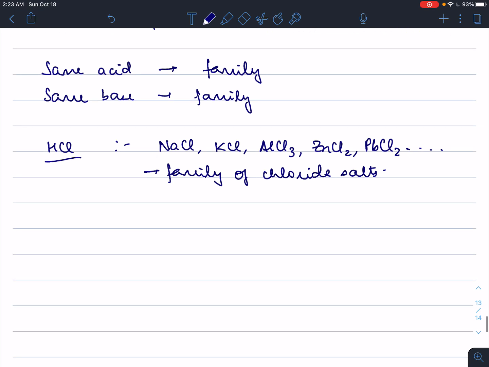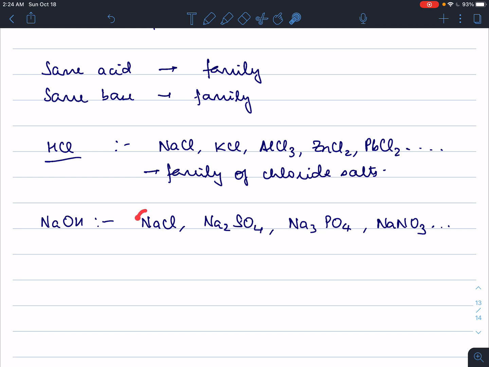In the same way, if I say it's the same base, let's think about sodium hydroxide, right? We can get sodium chloride, we can get sodium sulfate, we can get sodium phosphate, we can get sodium nitrate, and so on. Alright? So here if you notice, the cations are the same. It's all sodium, it all comes from sodium hydroxide. But the anions are different. Chloride comes from hydrochloric acid, sulfate comes from sulfuric acid, phosphate comes from phosphoric acid, nitrate comes from nitric acid, and so on. So these are a family of sodium salts.